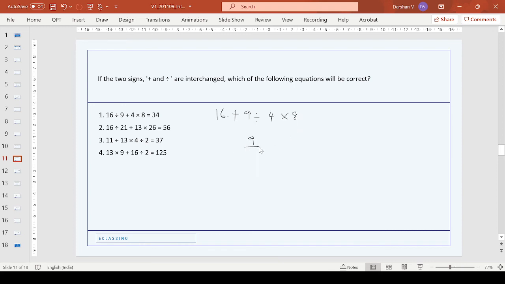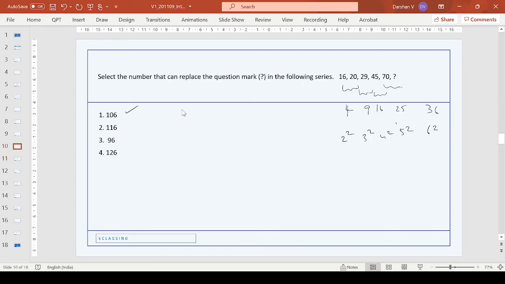Let's do this. 9 by 4 into 8. This gives us 18. So 16 plus 18, which is 34. We got lucky with the first option itself. So first one is the answer. This is done.